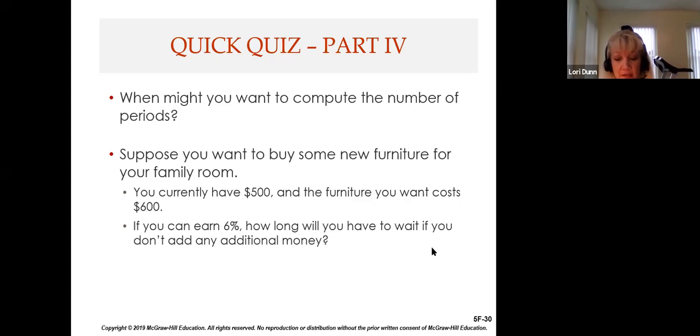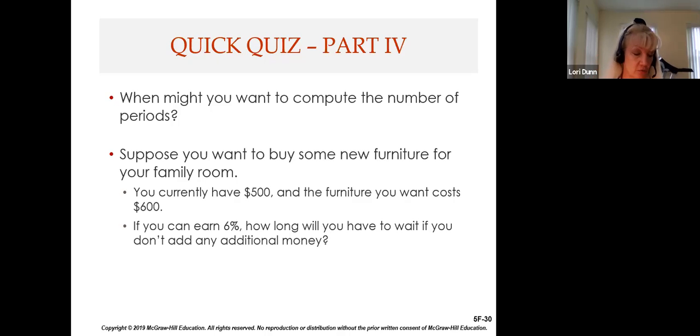Okay, guys, I'm back. Hopefully you were able to work this out. Whether you used the finance functions in your calculator or the formula, you should have gotten 3.13 years. So in my finance calculator, I'm solving for N. So my I is 6. Present value, I put in as the negative 500. Future value, 600. Using my arrow keys, I went up and solved for N.